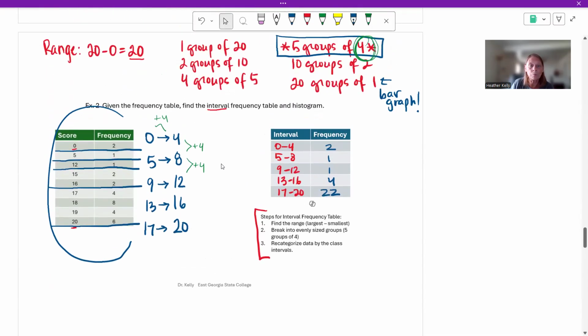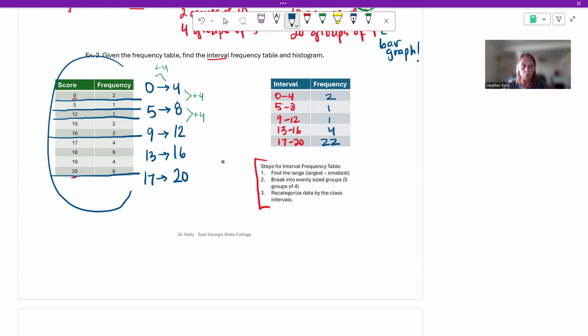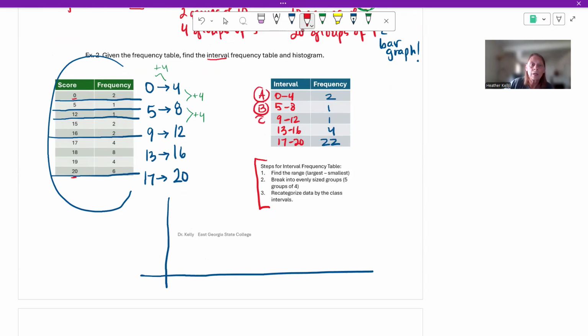Now, I did ask to make a histogram, so let's also make the histogram. First, let me draw the basis for our histogram here. It's important for you to label each one of your intervals, and I usually use letters because it just looks nicer on your graph. Either way, you're going to have to identify each of these things. So this is going to be where A is, B is, C, D, and E.